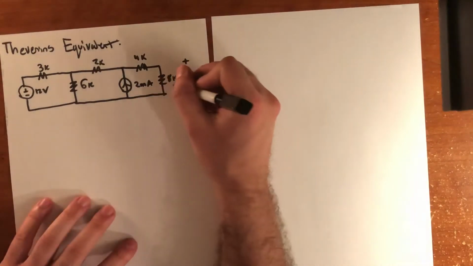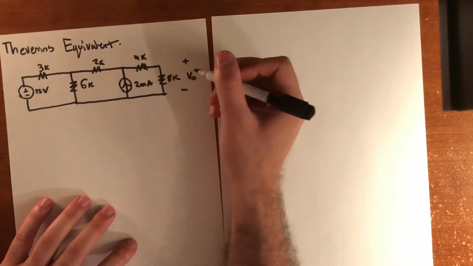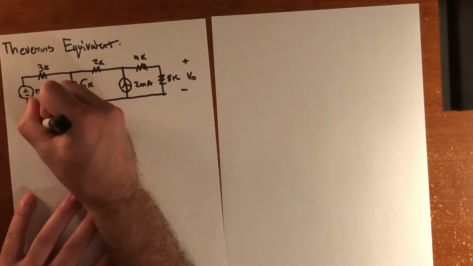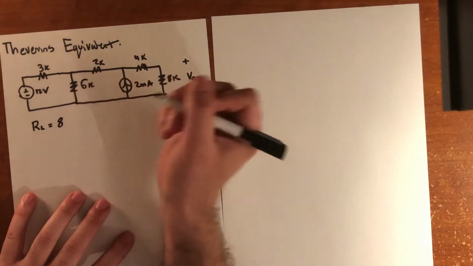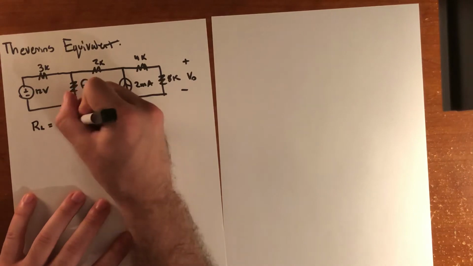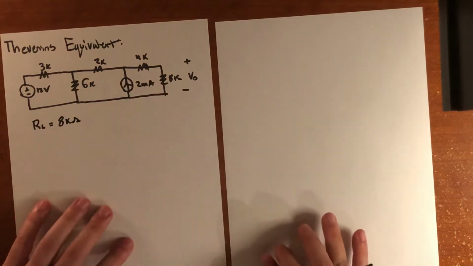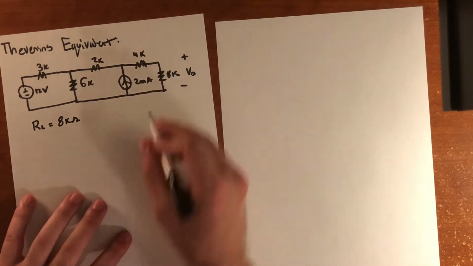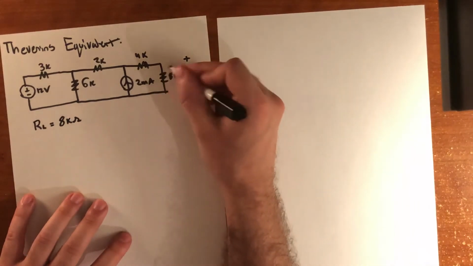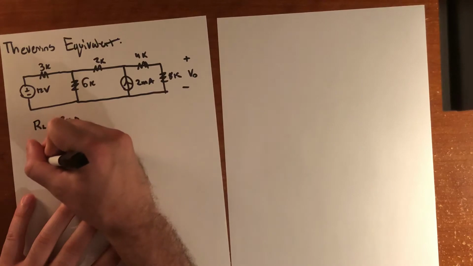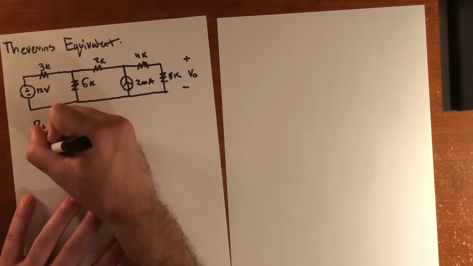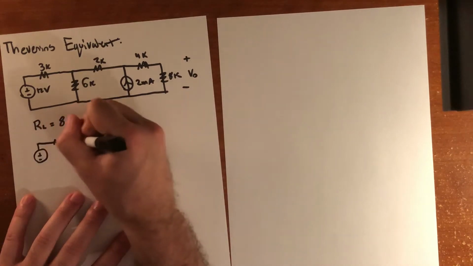So this 8K ohm resistor, we'll say that is equal to RL. RL, we'll say that's the load, the resistance load that we're trying to find the voltage across. So RL is 8K. So what we want to do is take this 8K resistor out. So let's go ahead and do that. So we take the 8K resistor out.